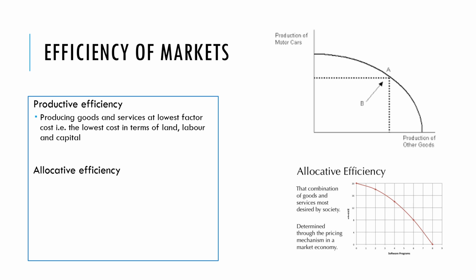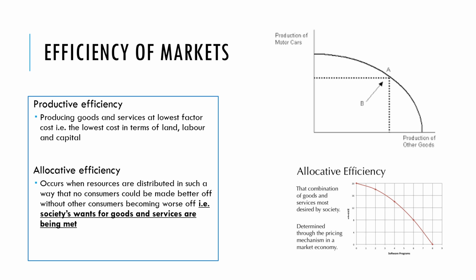Second type of efficiency is allocative efficiency. And we would say allocative efficiency is where resources are distributed in such a way that society really gets what it wants, i.e. no consumer could be better off without someone else becoming worse off. So society's wants for goods and services are being met. The choices that are being made about what to produce meet society's demands. We would say if that's the outcome of the free market, then we would say it's allocatively efficient.